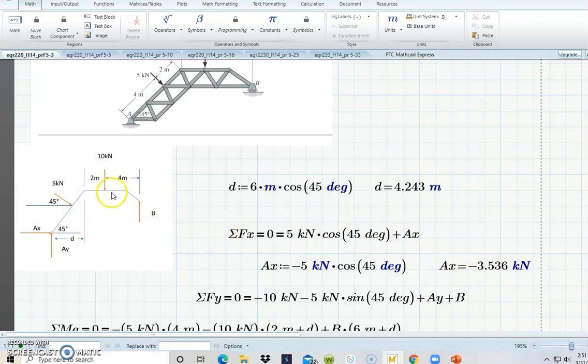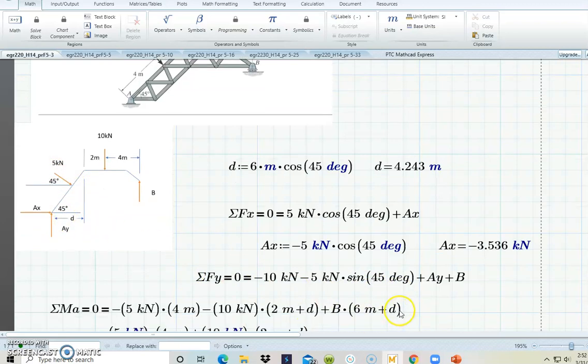And then if I sum the forces in the Y, I get a minus 10, a plus B, a minus 5 sine 45, and a plus AY. And there's two things you don't know, so you can't solve that. So I went ahead and said, let's get the moments at A. That only leaves me one thing I don't know.